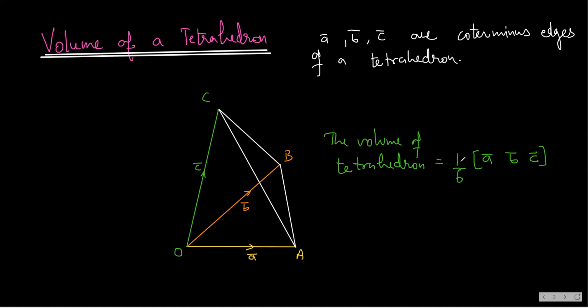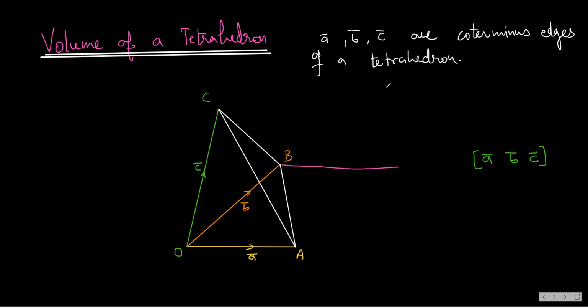If you do not multiply 1 by 6, then what will happen? Then the value which you will get will be for the corresponding parallelepiped. Then it won't be the tetrahedron. Suppose I do not multiply 1 by 6, and I calculate the box product of A bar, B bar, C bar, then I will get the volume of the corresponding parallelepiped where A bar, B bar, C bar are the coterminous edges.